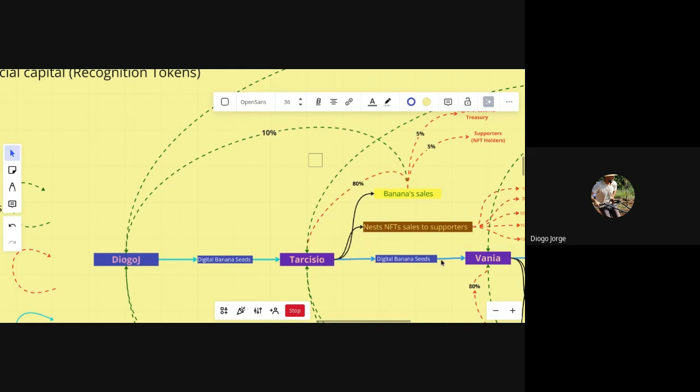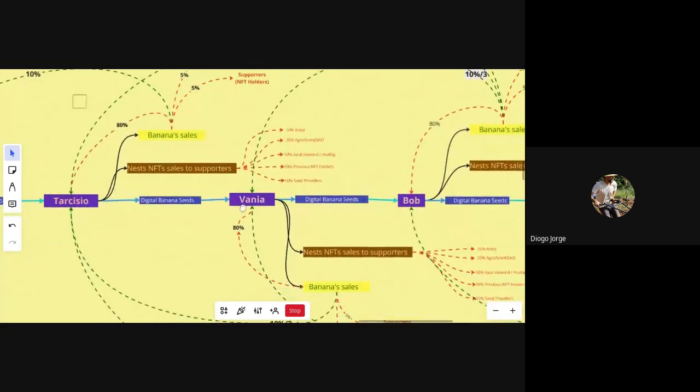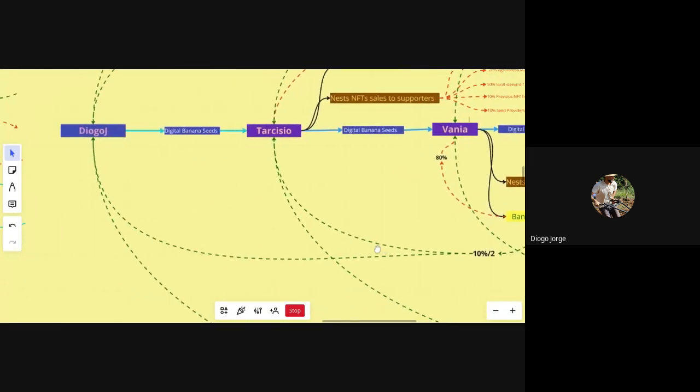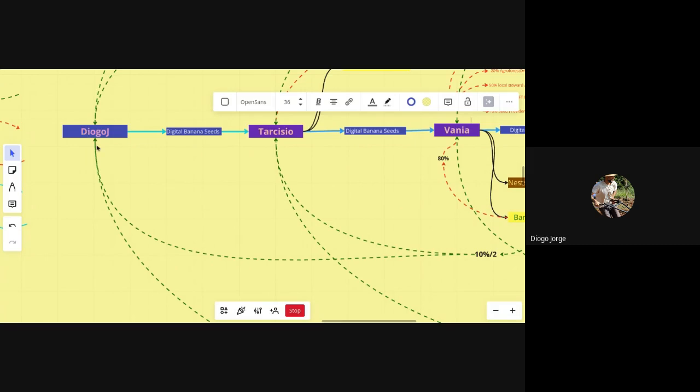And if Tarcísio gives another banana seeds to, in this case, Vanya, same thing happens. She produced the NFTs, they are sold with the splits, she can sell bananas, and also 80% goes back to her, financial token, that's why it's red. 10% is divided as a reputation token to Tarcísio and to Diogo, with the origin of this seed.